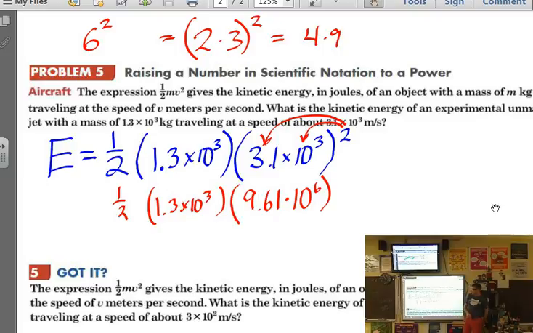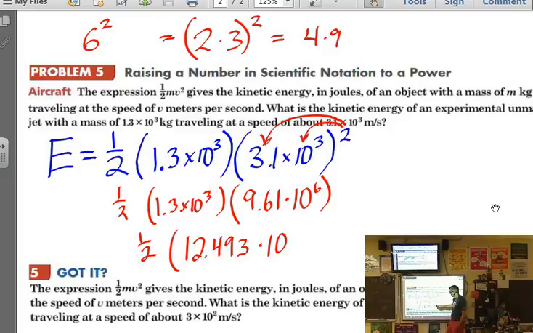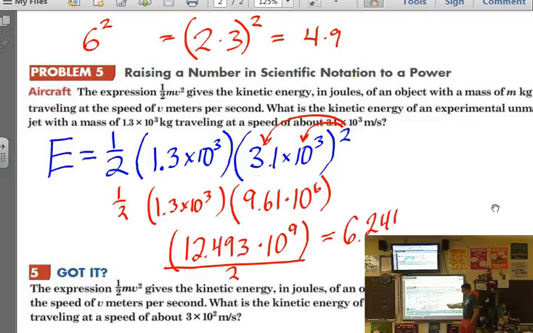And then I multiplied the 1.3 and the 9.61 together and got 12.493, and multiplied the 10 to the power of 3 and the 10 to the power of 6 and got 10 to the power of 9, and then I put it all over 2. I worked it out, and it was 6.246 times 10 to the 9th joules.